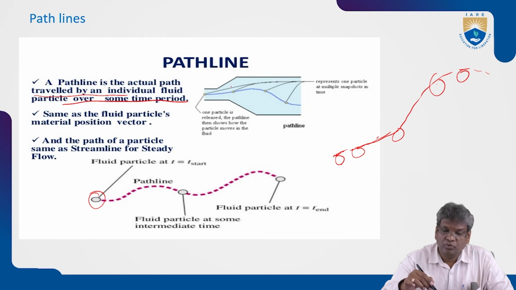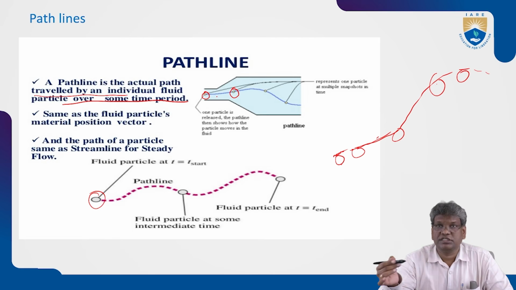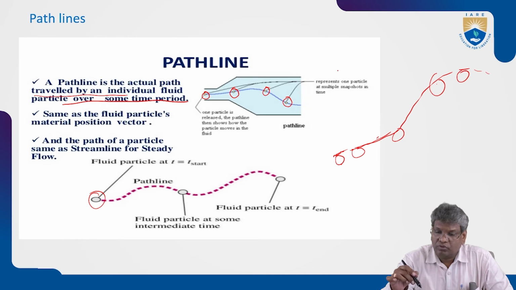So in this blue color one, initially the first fluid particle will be there. After a few seconds it will reach here, and after a few more seconds it will reach here. So this blue color line represents the trajectory of the fluid particle. A particular fluid particle's trajectory, that is the pathline.